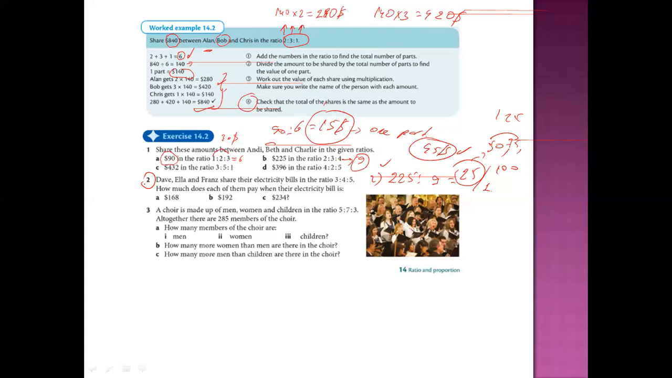And the second question: Dave, Ella, and Franz share their electricity bills in the ratio 3, 4, 5. How much does each of them pay when their electricity bill is $168? Okay, what was our step? First of all, add all the ratios. 3 plus 4 is 7, 7 plus 5 is 12. And what is the original value?